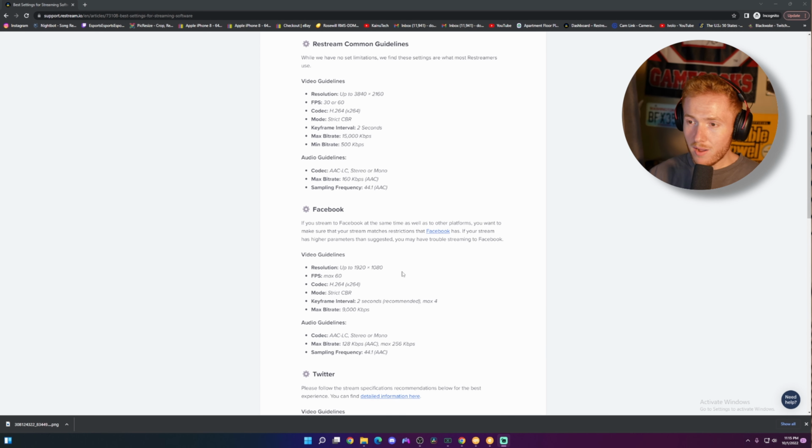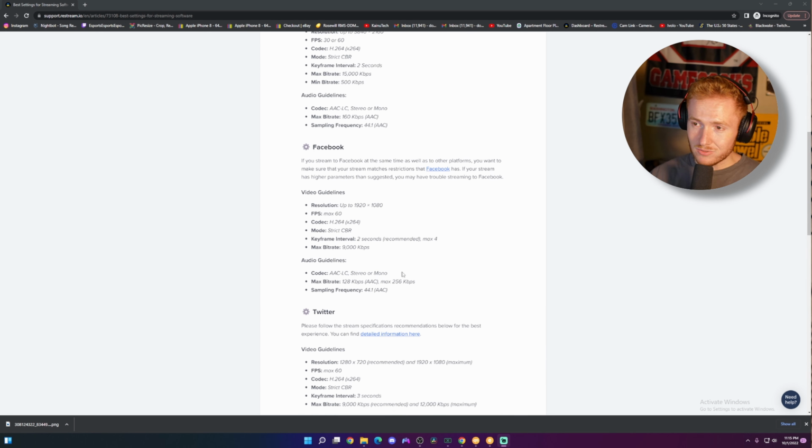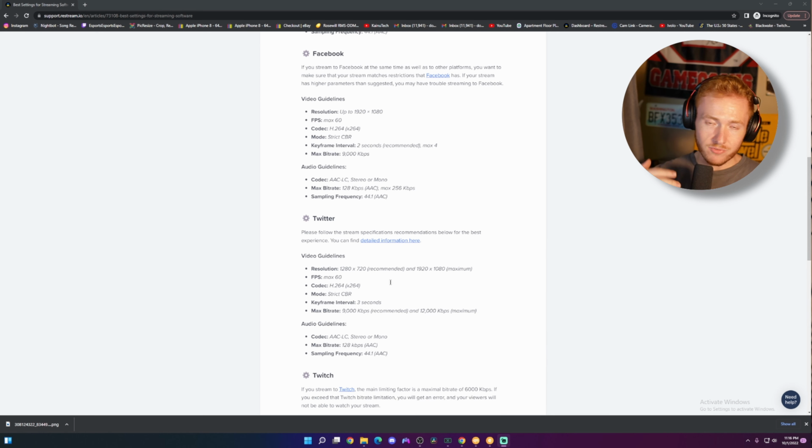Okay, so now moving on to Facebook. Max resolution is 1920 by 1080. They have a max FPS of 60. The codec is x264. Mode is strict CBR. Keyframe interval is 2 seconds. And then something interesting is their bitrate is actually 9,000, whereas Twitch is typically 6,000. As we go down further, we'll see that.